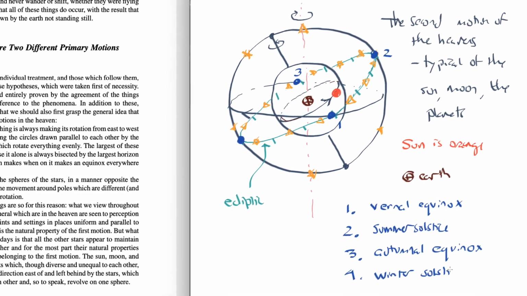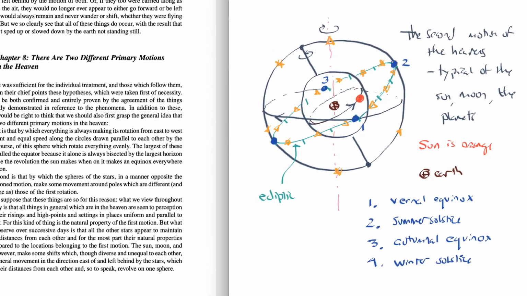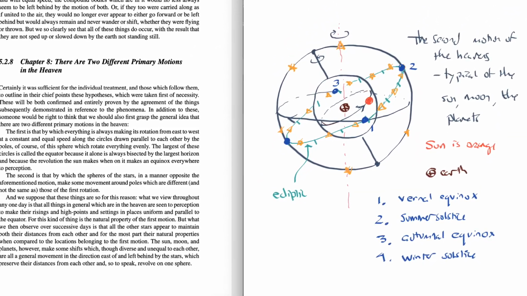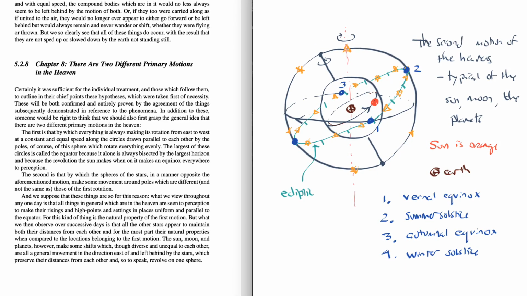So what Ptolemy is doing here is reminding us of the 2 motions. The first motion is the daily rotation of this large celestial sphere, and the second motion is the motion of objects such as the sun that, on top of the daily motion, have a secondary motion in the opposite direction that makes them move through the zodiac.